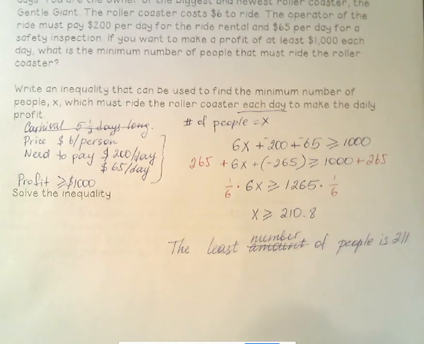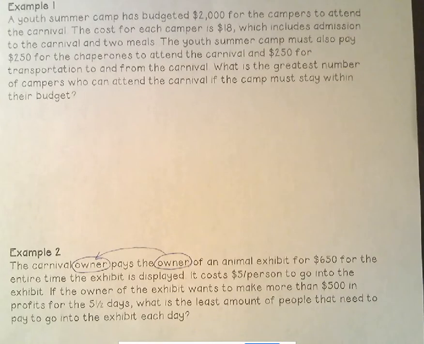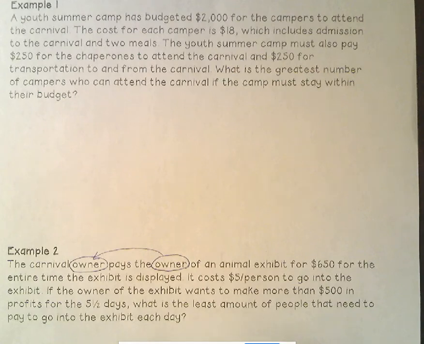All right, so let's move on to the next problem. You can see how the words can be confusing, but once we take the information out of them, it's becoming pretty easy to solve. Let's look at example 1.